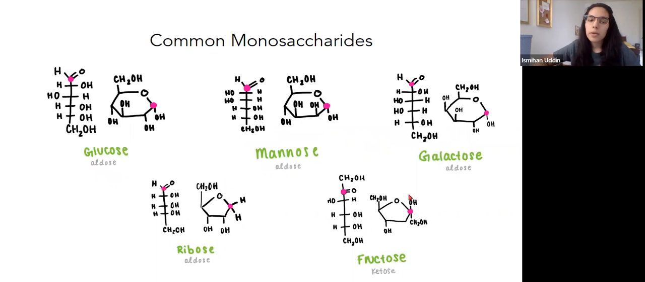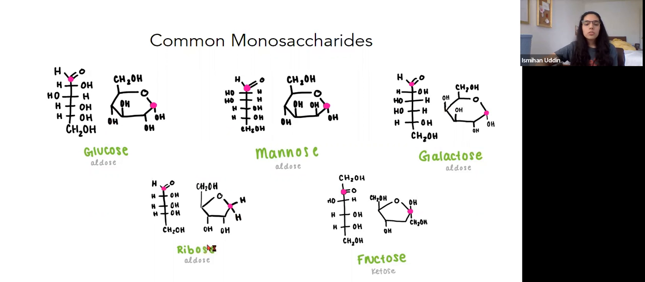So these are some common monosaccharides, and this is what I meant. Don't pay attention to this here, because these hydroxyl groups can go up or down depending on if it's alpha or beta. So when we're classifying monosaccharides, we really only have to look at 1, 2, and 3, these ones. For glucose, we have down, up, down. Mannose is down, up, up. Galactose is up, up, down.